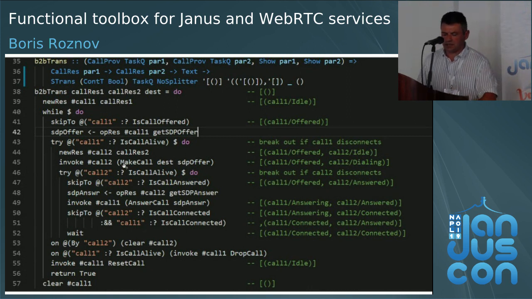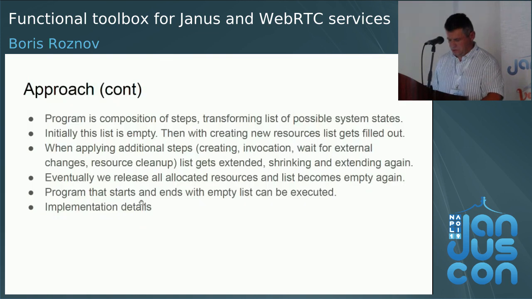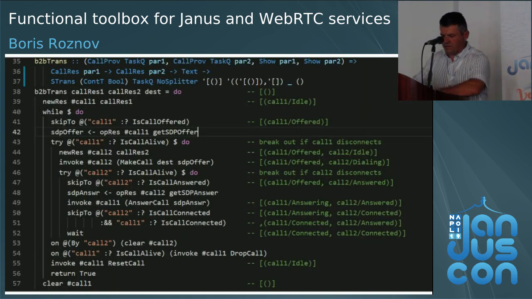Now we start another try block with call 2, with the condition that call 2 is alive. Now we wait for the answer on the second call, retrieve the SDP answer, invoke answer call with the SDP received on the first call, and skip to the situation when both calls are connected.